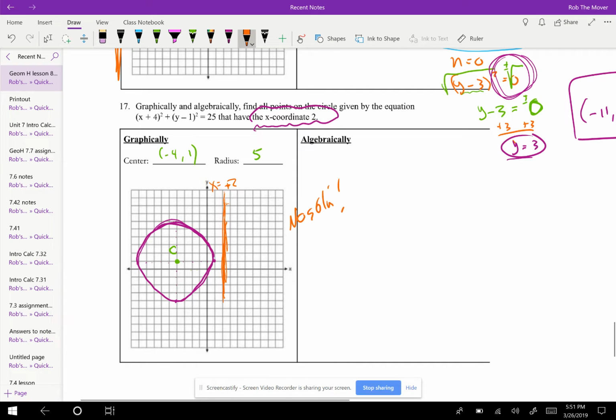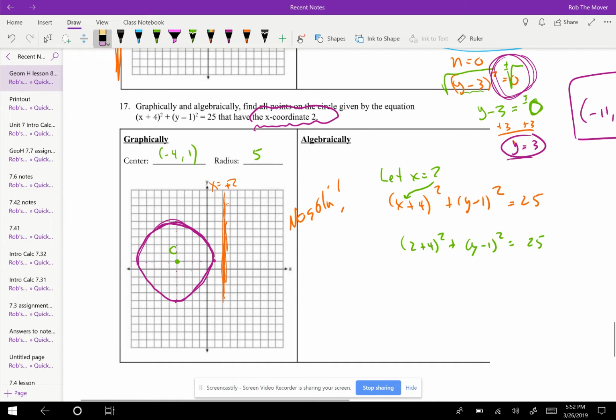Let's see if the algebra backs that up. (x + 4)² + (y − 1)² = 25. The beautiful thing about math is we should be able to get the same answer algebraically. So I'm going to plug in x equals 2 and see what I get. I get (2 + 4)² + (y − 1)² = 25. Over here, I get 6 in the parentheses squared, which is 36.